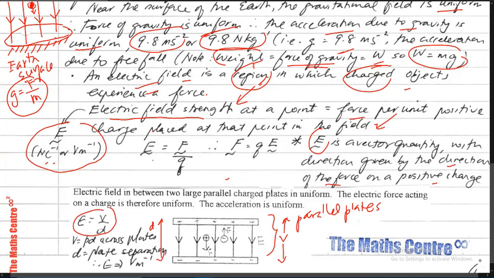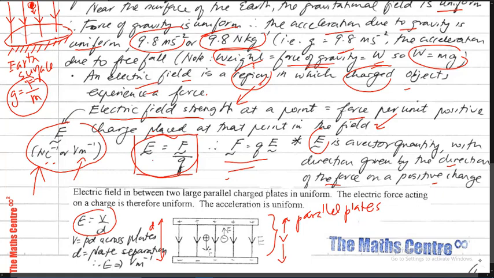So this is your definition for electric field strength, F over Q. That's from this definition here, force per unit positive charge. So electric field strength will be F over Q. And we can also write F equals QE just by rearranging the equation. From this formula here, you will get your units, Newton per Coulomb. I will talk about this volt per meter in a minute.